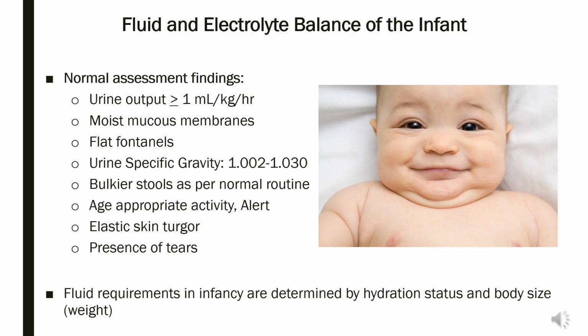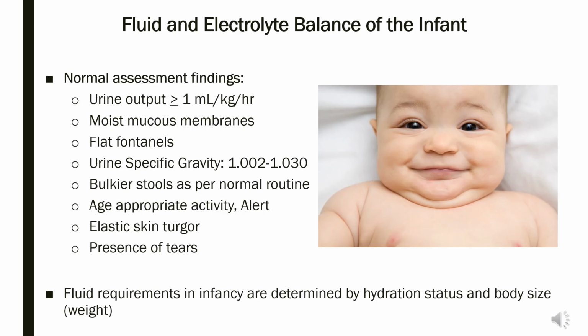Fluid and electrolyte balance in the infant is assessed primarily through physical signs because dehydration can occur quickly. A normal infant should have urine output of at least 1 milliliter per kilogram per hour, which is why intake and output is important, and anything less is an early sign of dehydration. Mucous membranes should be moist. Dry lips or tongue are early warning signs.